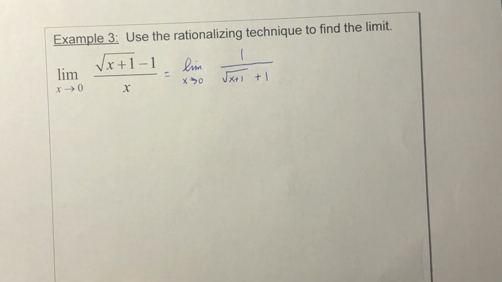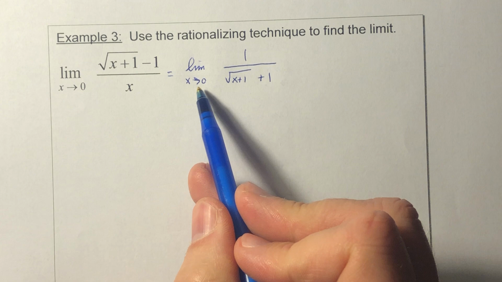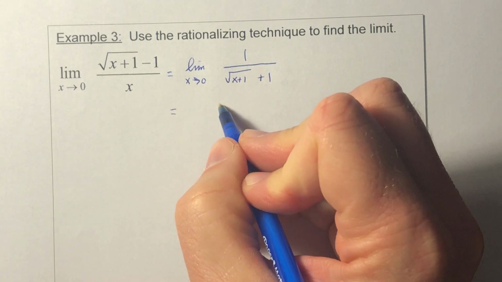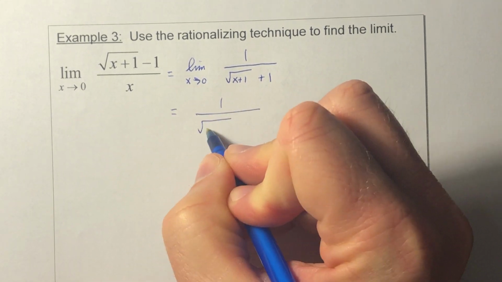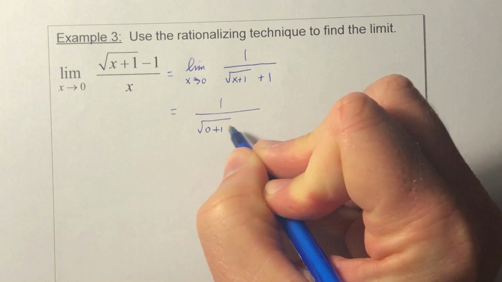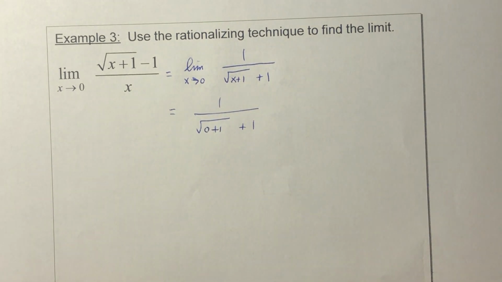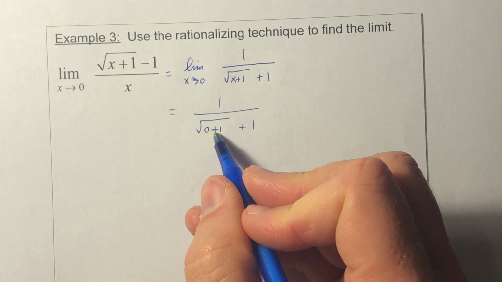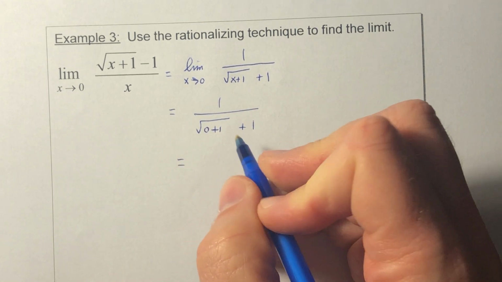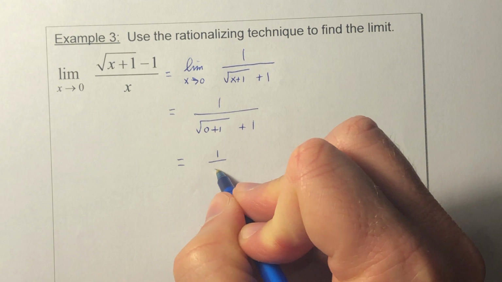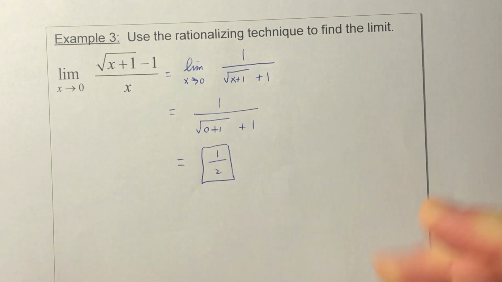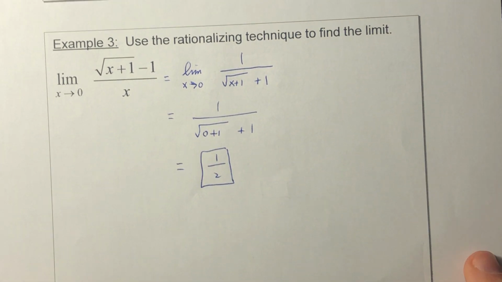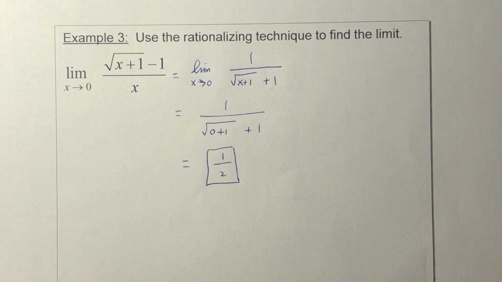Okay, so now we can replace the x with 0. So that's going to give us 1 over the square root of 0 plus 1 plus 1. Now 0 plus 1 is 1. The square root of 1 is 1 plus 1 is 2. So you end up with a limit of 1/2. Okay?